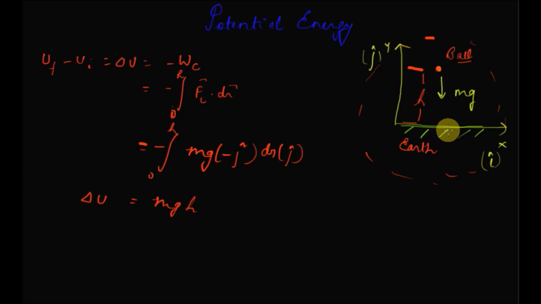So when a ball is thrown above the ground, the potential energy of the ball and the earth system will increase by mgh. Now since the earth is very big and essentially doesn't move, in normal language we say that the potential energy of the ball increases by mgh.